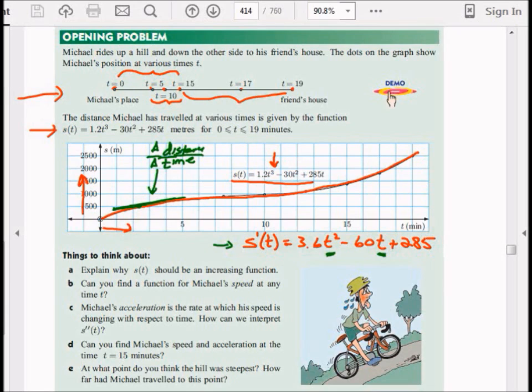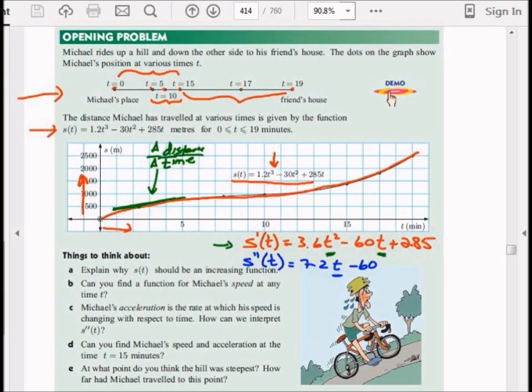Michael's acceleration is the rate at which his speed is changing with respect to time. Okay, so the acceleration is the rate of change of his speed. Okay, rate of change of that first derivative. So we're going to be able to calculate the acceleration with a second derivative. So 7.2t subtract 60. Again, at any point in time, we can substitute that t value in here, and we will be able to see his acceleration.